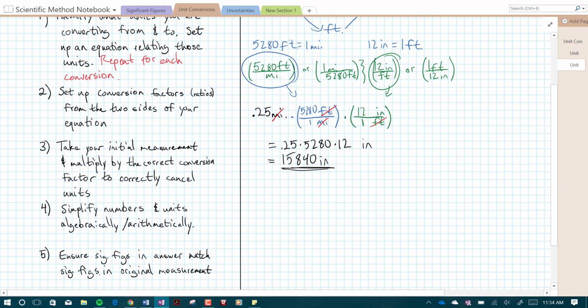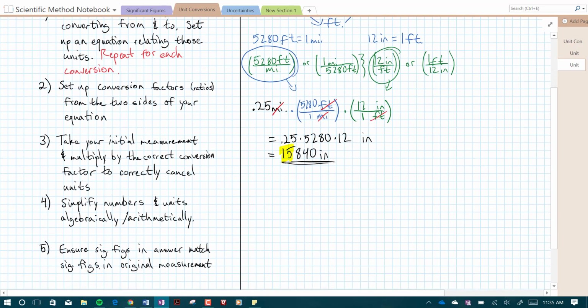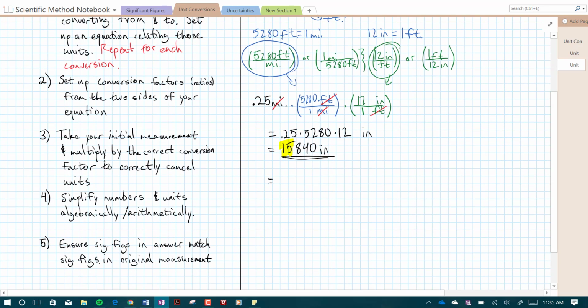Now we need to just ensure that the sig figs in our answer are correct, or the same as our original measurement. Our original measurement had only 2 significant digits. That means our final answer has to only have 2 significant digits. So we're going to round to the first 2 sig figs, which means we're rounding in this case to the nearest 1,000. So when we finally put this in the final answer, it's going to be 16,000 inches, or in proper scientific notation, 1.6 times 10 raised to the 4 power inches.